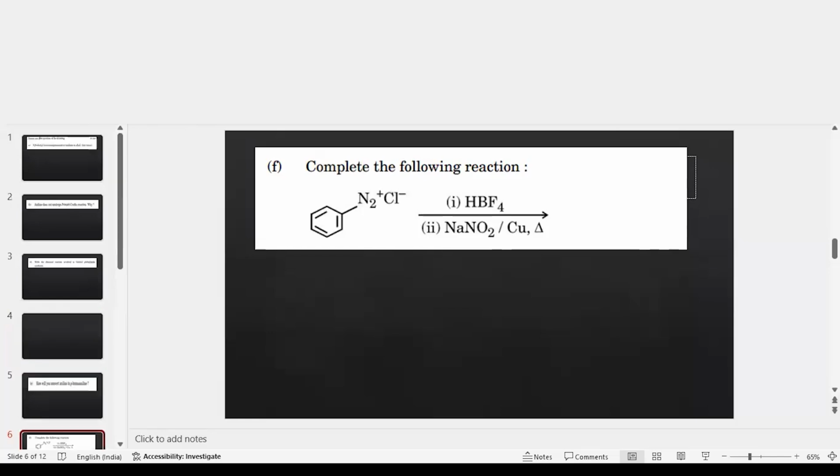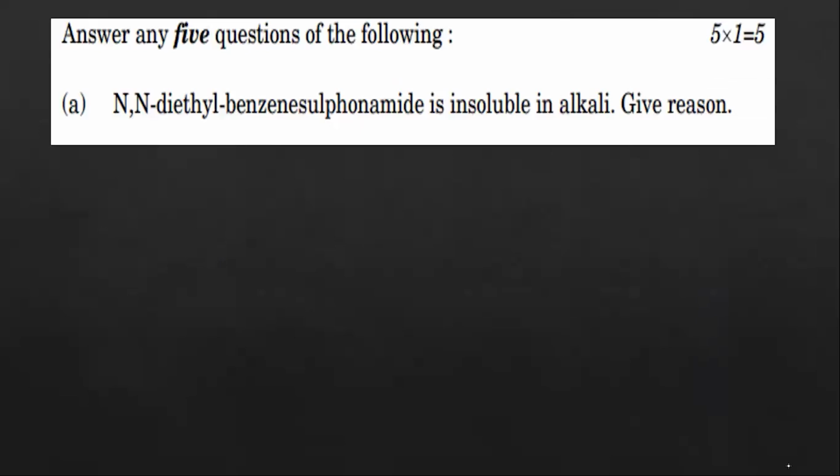Moving to the first question. N,N-diethyl benzene sulfonamide is insoluble in alkali. Give reason. When you see this question, which chapter should come to your mind? Of course, it's a question from amines, right? When it says double N, you understand it's like a tertiary, right? There is no hydrogen atom on that N.